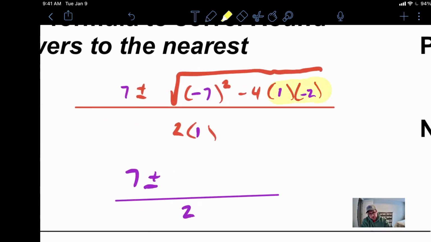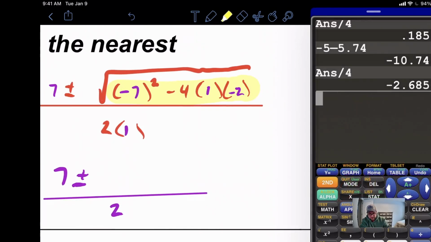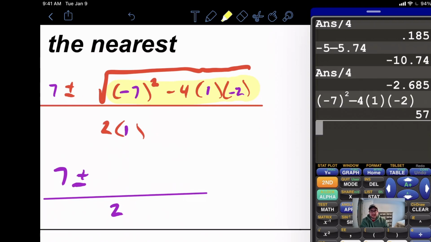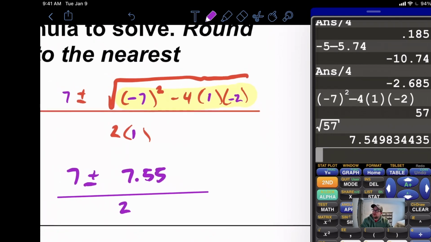Now let's punch all of this in our calculator. Let's get a number. Once we get that number, we're going to take the square root of it. So parentheses are very important here. Negative 7 to the second power minus 4 times 1 times negative 2. Hit enter. We get 57. That's the number that's inside the square root. So we're going to take the square root of 57, and we get 7.55. We're going to round that to the nearest hundredth. 9 is bigger than 5, so it rounds the 4 into a 5.